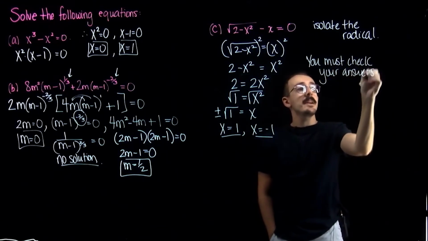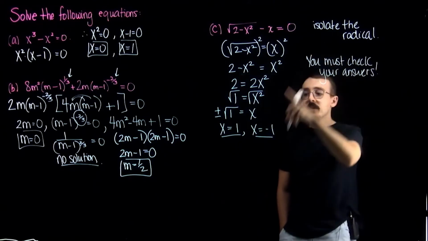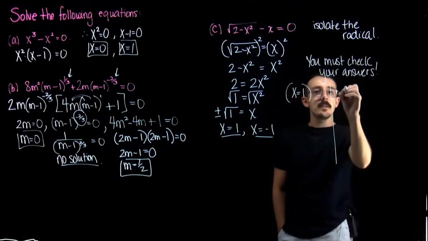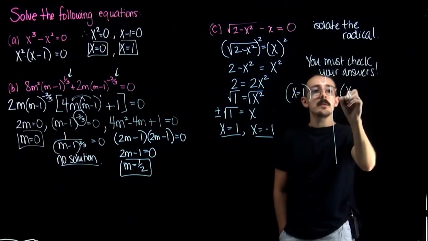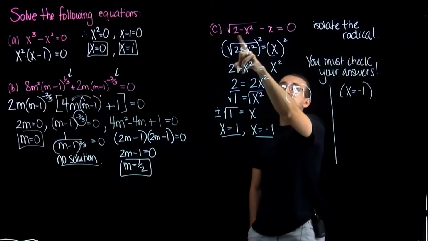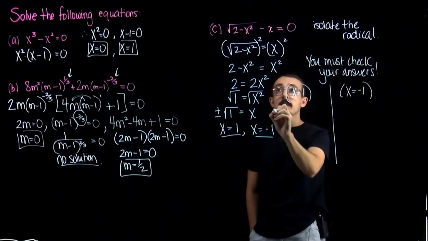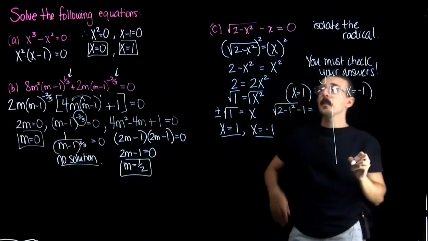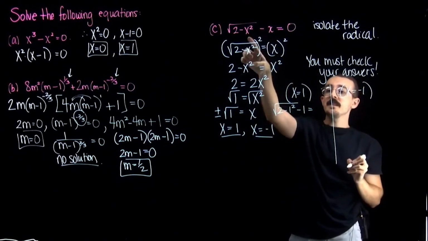And where am I going to check my answers? I'm going to go back to the very original. So here I'm going to check x equals 1. And then I'll also check x equals negative 1 over here. So plug 1 into the original here, and I get the square root of 2 minus 1 squared minus 1 equals. So I plugged in 1 for each of these x's.